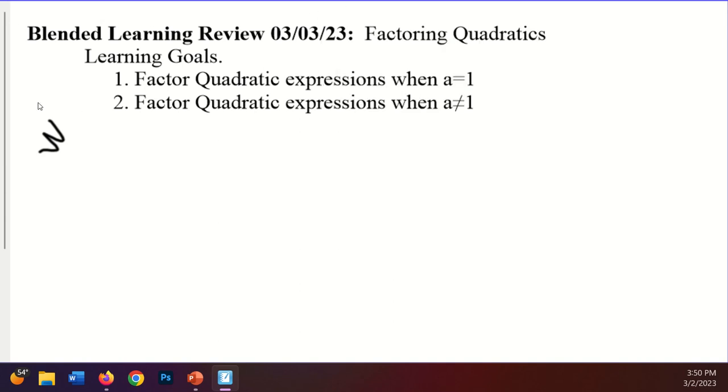Okay, good day. This is the Algebra 2 Blended Learning Review for March 3rd, 2023. We have learning goals: we're going to factor a quadratic expression when a is equal to 1, and then we're going to factor a quadratic expression when a is not equal to 1.